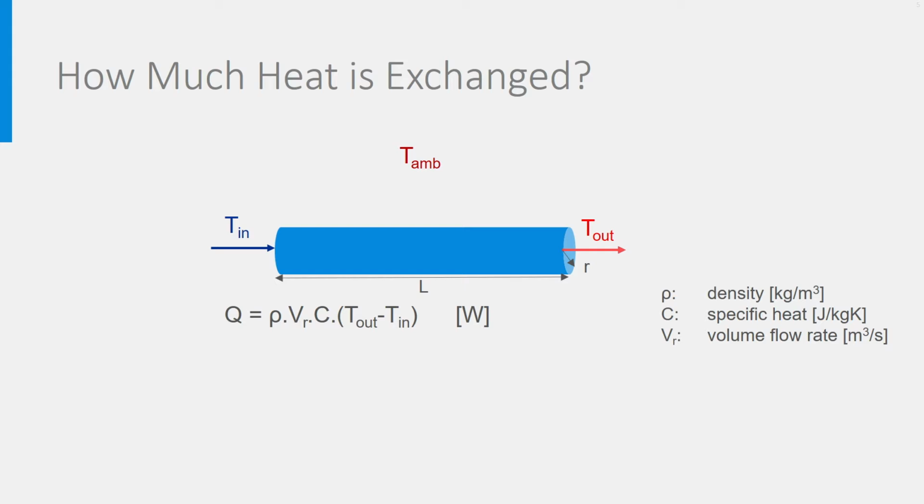According to the first law of thermodynamics, this energy Q must come from somewhere. In our case, it comes from the ambient air temperature. We have just learned that the larger the temperature difference, the more heat is exchanged. So, at the start of the pipe, the heat transfer is large, while at the end, the heat transferred is much lower because T out is close to T ambient.